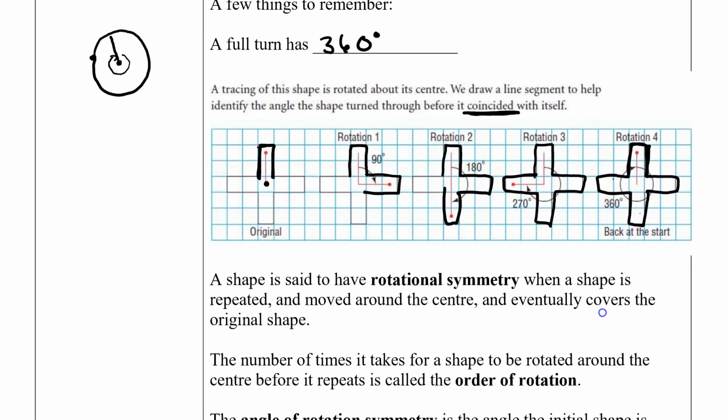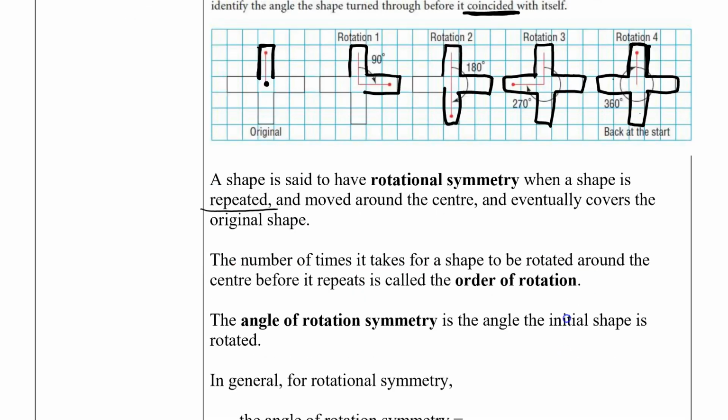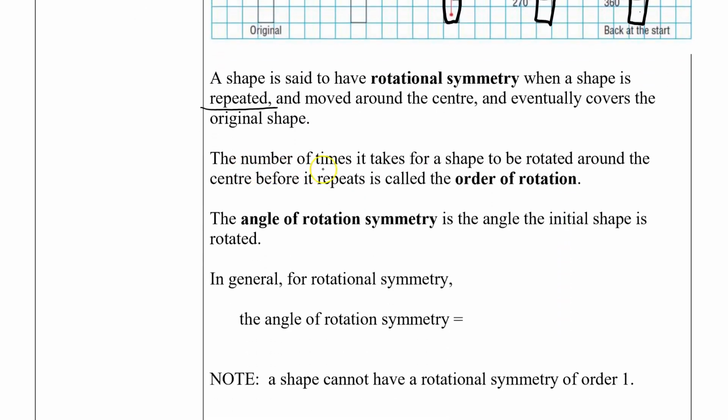So a shape is said to have rotational symmetry when a shape is repeated and moved around the center and eventually covers the original shape. The number of times it takes for a shape to be rotated around through the center, or any given point really, we'll see an example of that, before it repeats is called the order of rotation.